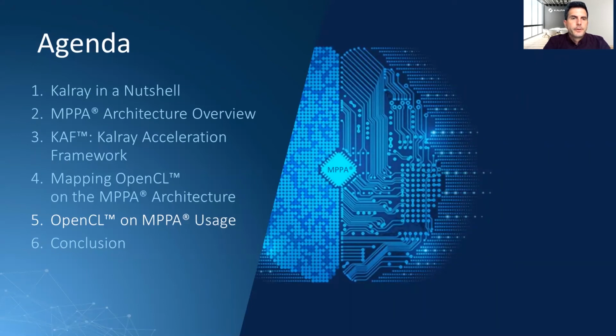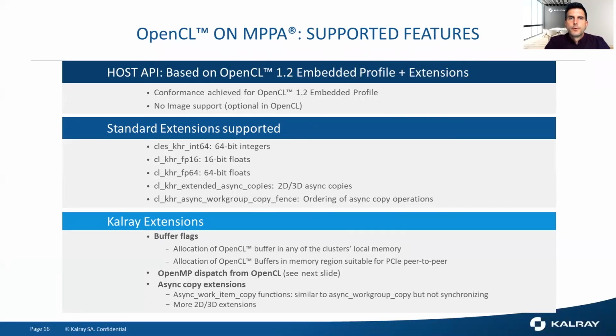Okay, I will now talk a little bit about OpenCL on the MPPA usage. So we passed conformance for OpenCL 1.2 embedded profile end of last year. We don't support image, which is an optional feature in OpenCL. We do support a bunch of extensions over the embedded profile. So we have support for 64-bit integers, 16-bit floats, 64-bit floats, all the async work group copy extensions. As I already said, we have a few Kalray specific extensions.